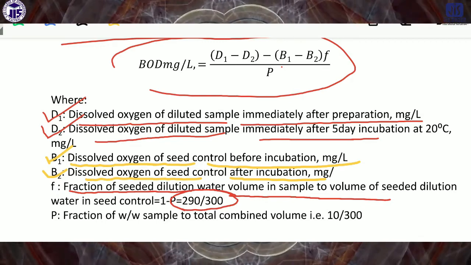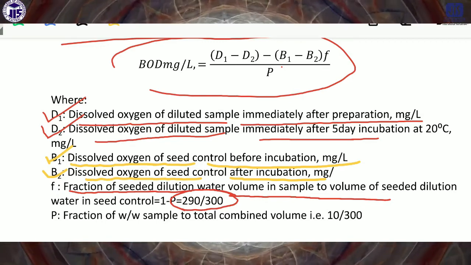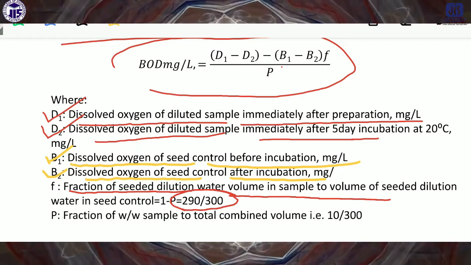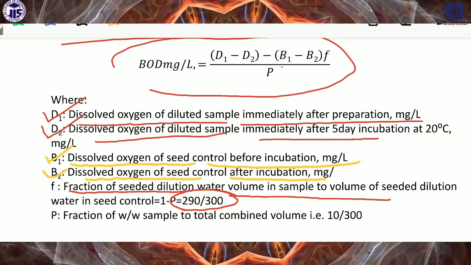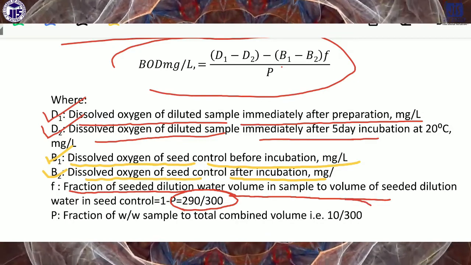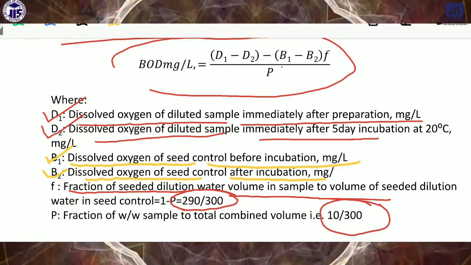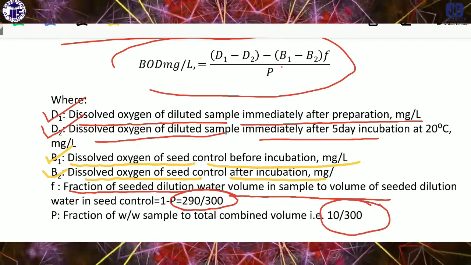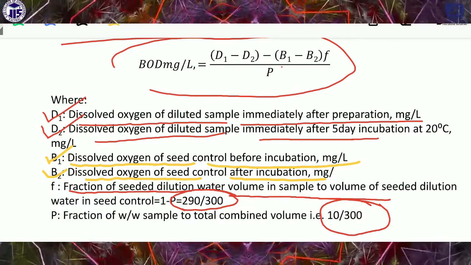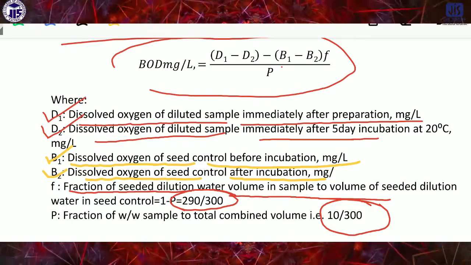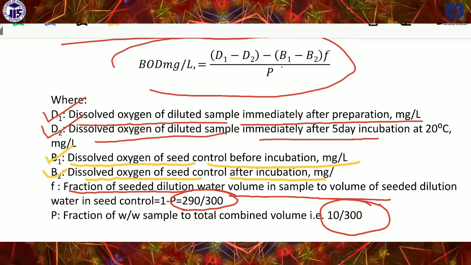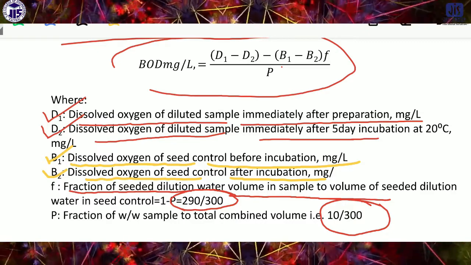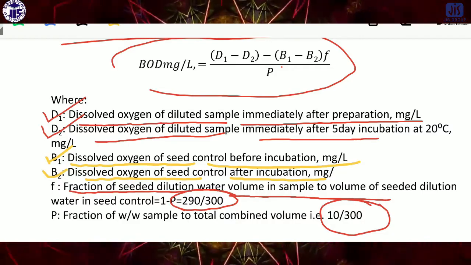Okay, 290 by 300. P is the fraction of wastewater sample to combined volume. Like if you take 10 ml, for example, it will be 10 by 300. So F is the fraction of seeded dilution water volume in sample to the volume of seeded dilution water in seed control. This is 1 minus P, that means 290 by 300.